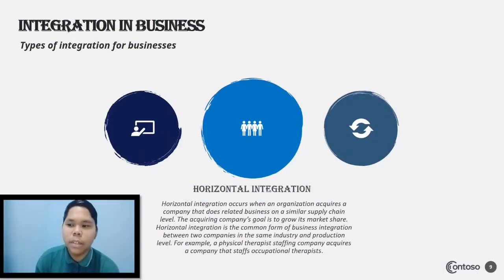Integration in business has four types. The first one is horizontal integration. Horizontal integration occurs when an organization acquires a company that does related business on a similar supply chain level. The acquiring company's goal is to grow its market share. Horizontal integration is the common form of business integration between two companies in the same industry and production level. For example, a physical therapy staffing company acquires a company that staffs occupational therapists.